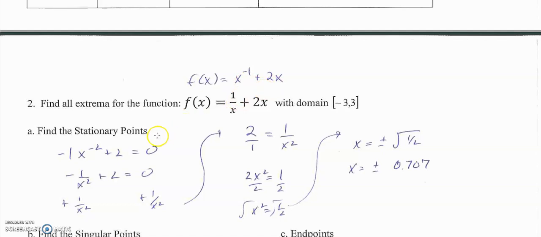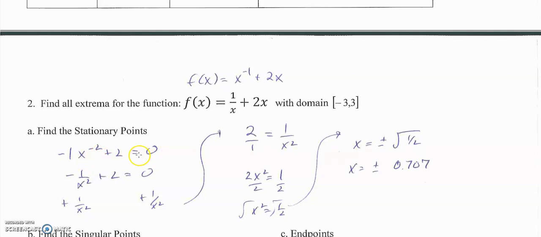And then we do stationary, take the derivative. The derivative of x to the negative 1 is negative 1x to the negative 2. The derivative of 2x is 2. So we have the first derivative is negative 1x to the negative 2 plus 2 equals 0. Then we're going to solve for x.